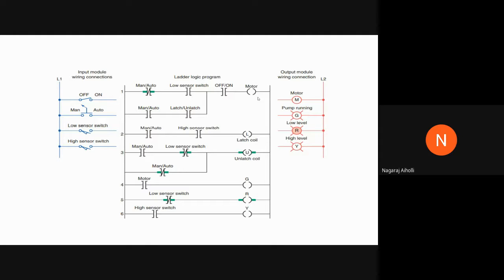Try to visualize it like this. We are pumping the water into the storage tank to bring the height of the water level back to its normal state or to its high state. Okay, so this is the motor we have energized.